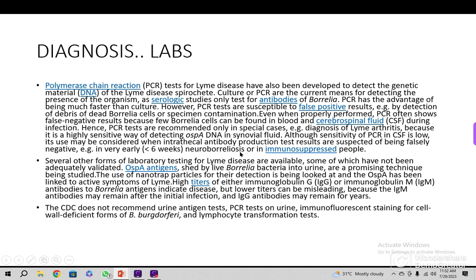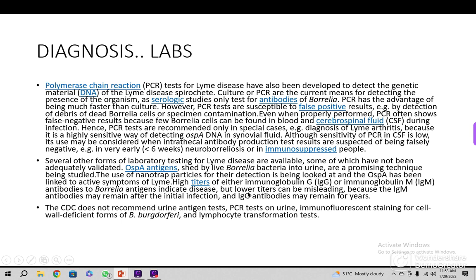Several other forms of lab tests for Lyme disease are available, some of which have not been adequately validated. OspA antigens shed by the Borrelia bacteria into the urine are a promising technique being studied. Easy to do. The use of nanotrap particles for their detection is being looked at. The OspA has been linked to the active symptoms of Lyme.